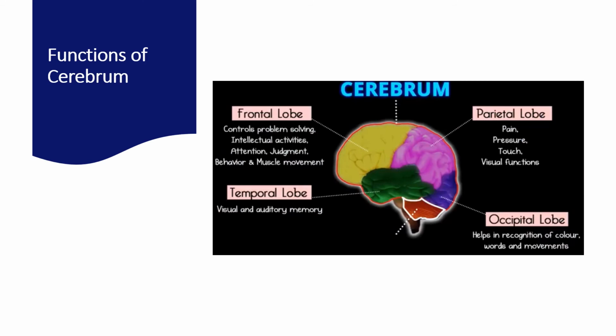The frontal lobe of the cerebrum controls all voluntary activities, which include problem solving, intellectual activities, attention, judgment, behavior, and muscle movement. The temporal lobe controls visual and auditory memory. The parietal lobe controls pain, pressure, touch, and visual reflexes. The occipital lobe helps in recognition of color, words, and movements.